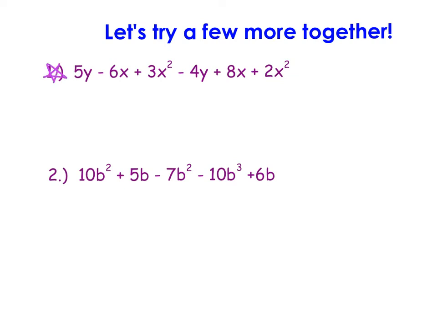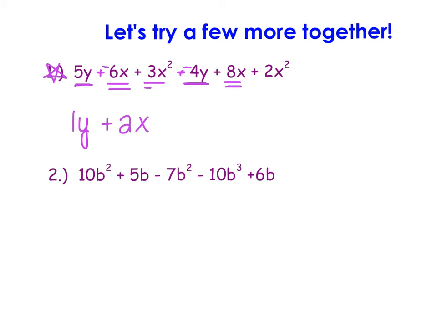So looking at problem number 1 here, I'm going to go through and change all of these using keep, change, change. And then I'm going to go through one variable at a time and combine items together that have the same variable part. So let's start with 5y and negative 4y. Those are the only terms that contain a y. And 5 and negative 4 come together to be 1y. So then I'm going to look at the second variable that I see, which is x. So I have negative 6x and 8x. And those combined together, negative 6 plus 8 is a positive 2x.